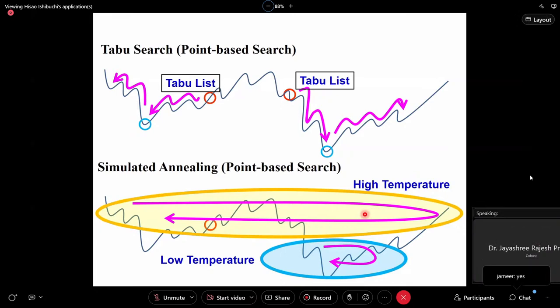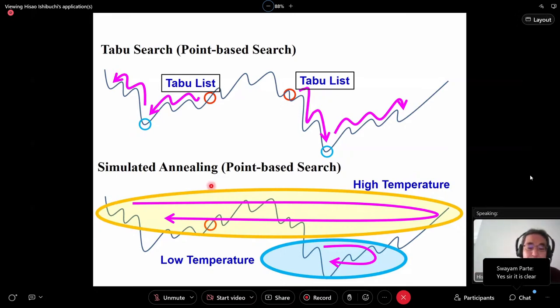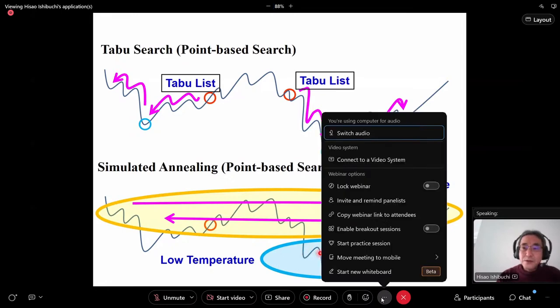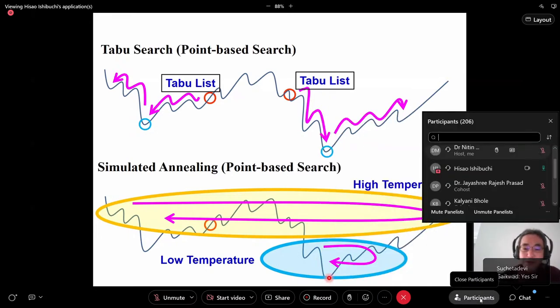Okay. And in the simulated annealing, we use the concept of temperature. When temperature is very large, this point has a large energy. So this point can move around freely. Then temperature is gradually decreased. Then when temperature is low, the search point has very low energy. So search point can only go down to better solution. Finally, we have a good solution. This is the idea of simulated annealing.